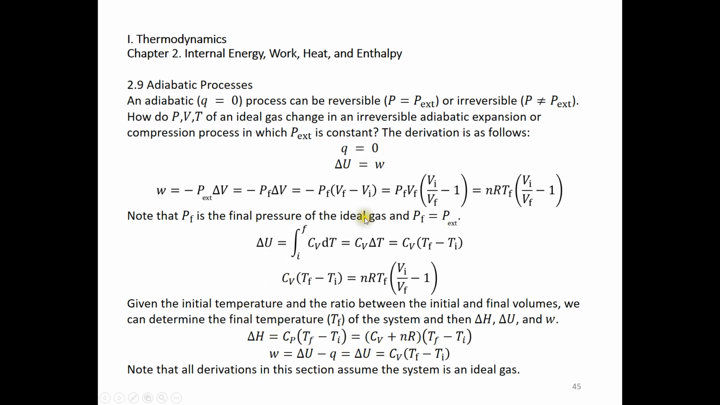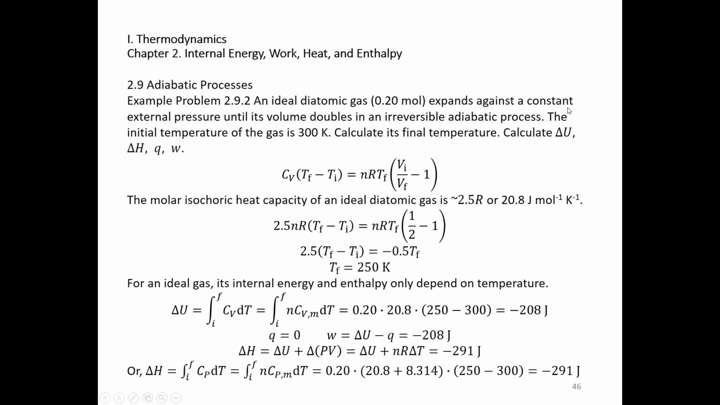What about Q? Q is just 0 because it's adiabatic. Oh, just remember, we're talking about the irreversible process. So the difference between the system pressure and external pressure is finite. And also, for convenience, we'll just say this external pressure is a constant. It's easier to calculate that way.